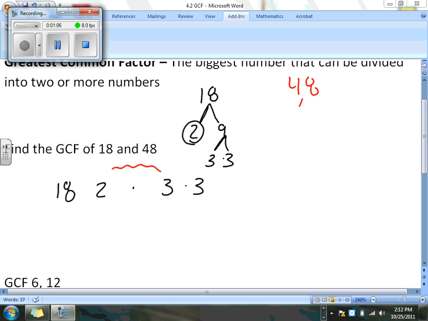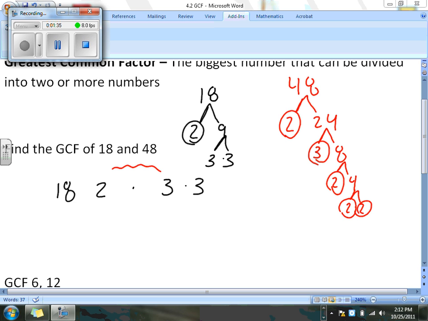48. If I want to think of two numbers that go into 48, I can go 2 and 24. 2 is a prime number, so let's break down 24 more. I can think of 8 and 3, and 3 is a prime number, so I'll circle that one. 8 breaks into 2 and 4. 2 is a prime number, so I'll circle that, and 4 is 2 times 2. There might have been a shorter way to do that, but that's what I chose to do.